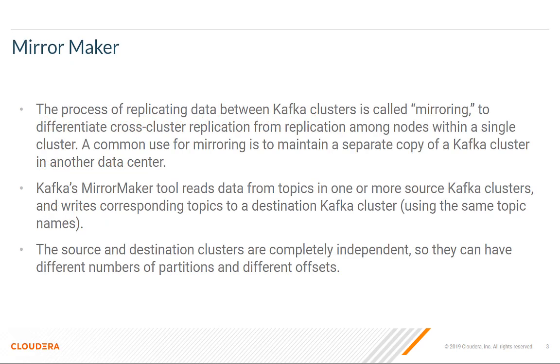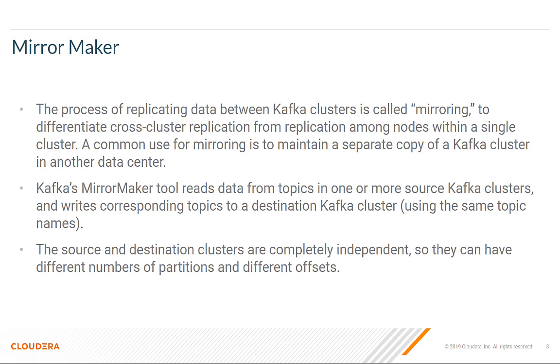The process of replicating data between Kafka clusters is called mirroring, and a common use of Kafka Mirror Maker is to maintain a separate copy of Kafka clusters in different data centers. The Kafka Mirror Maker tool is basically a consumer producer. The consumer goes to cluster A and connects to the topics that you specify, gets the data from there, and produces the data to cluster B.